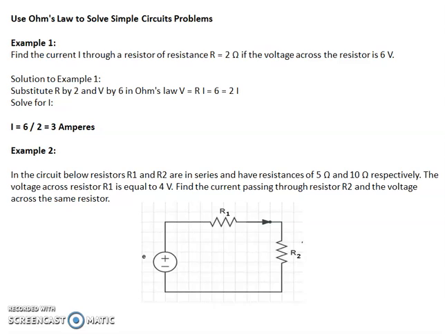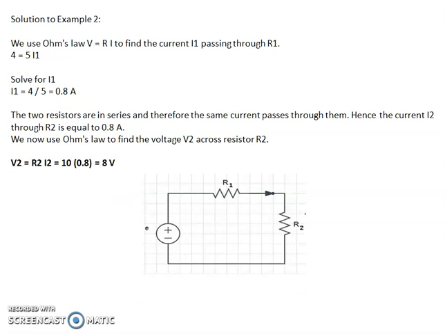Example 2. In the circuit below, resistors R1 and R2 are in series and have resistances of 5 ohms and 10 ohms respectively. The voltage across resistor R1 is equal to 4 volts. Find the current passing through resistor R2 and the voltage across the same resistor. Solution to example 2. We use Ohm's law, V equals RI, to find the current I1 passing through R1. 4 equals 5I1. Solve for I1. I1 equals 4 over 5 equals 0.8 amperes.